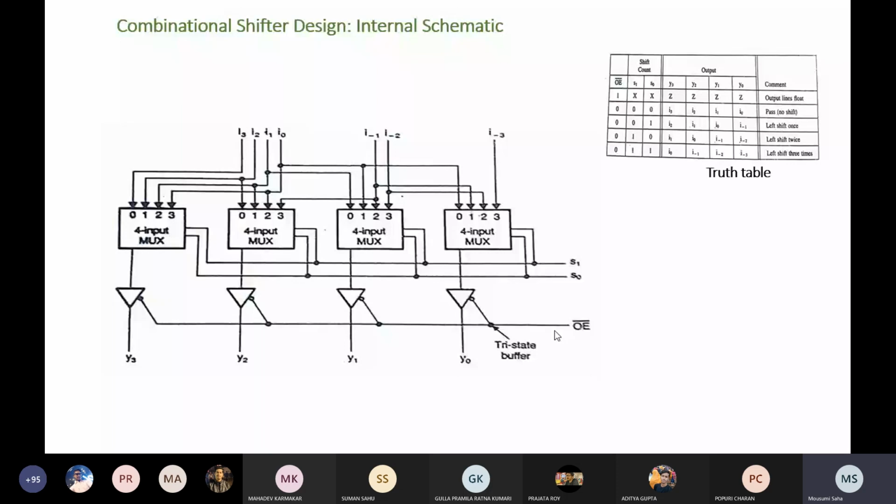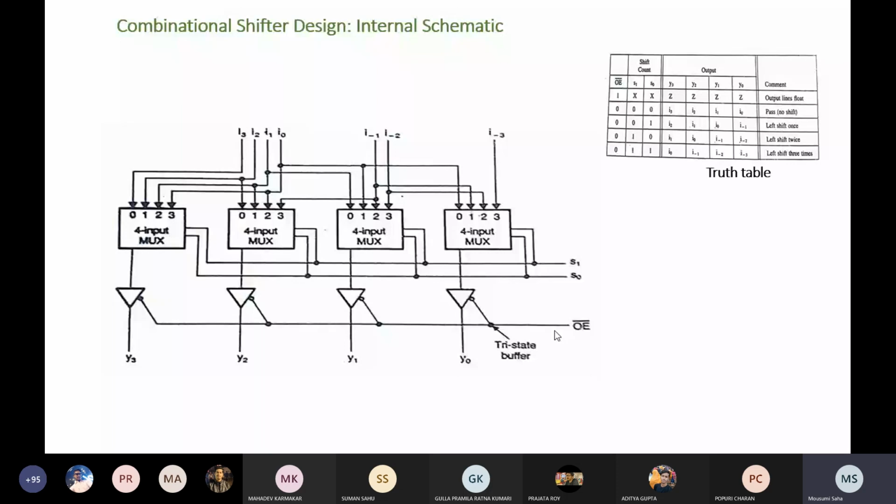Now how this connection is done, you can do with the help of the truth table. For all the muxes, if you consider the first line, line 0, S1, S0 equals 0, 0. So the inputs are I3, I2, I1, I0. For line 0 of all the muxes, you connect directly: the first mux I3, second mux I2, third mux I1, and last mux I0. So the output Y3, Y2, Y1, Y0 will be I3, I2, I1, I0.